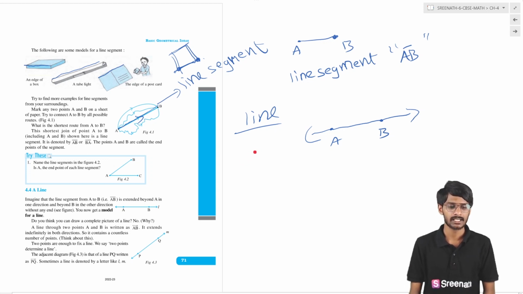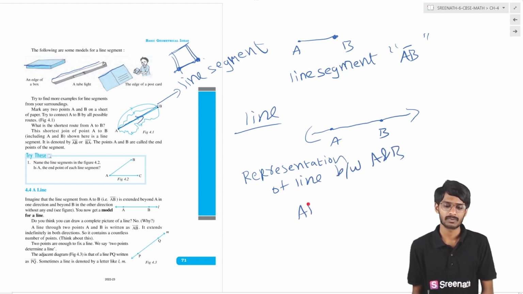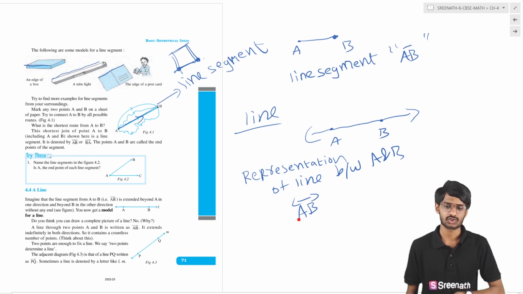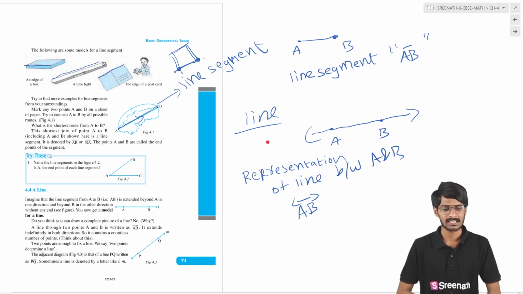Okay, so basically a line through two points is written as AB. If you want to represent the line through A and B, how will we represent it? Basically, we represent it by AB with arrows on top, like this, students. So we represent the line in short like this. If we extend the line on both sides, it becomes a line, students. So that is about the line.